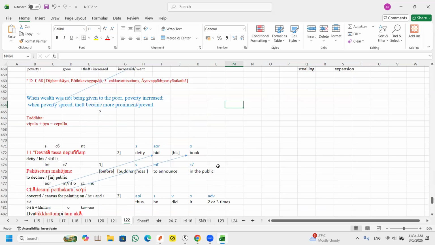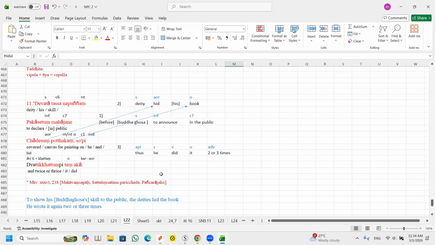Okay, we will do number 11. So number 11 is also like this. Then Pakasetum, Mahajane. Now the Chandesum, Putakam, all these things. You see, I put 1, 2, 3, 4. All right, now we start with the first line.